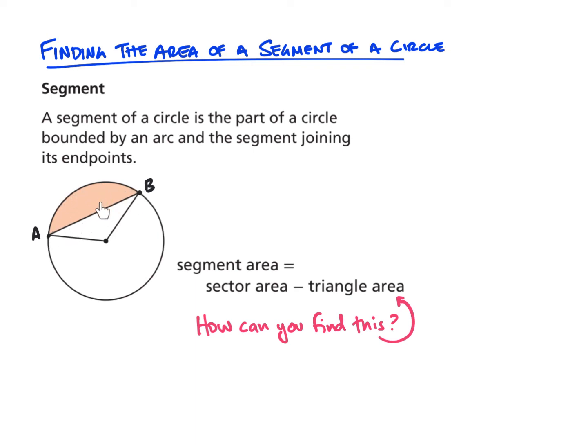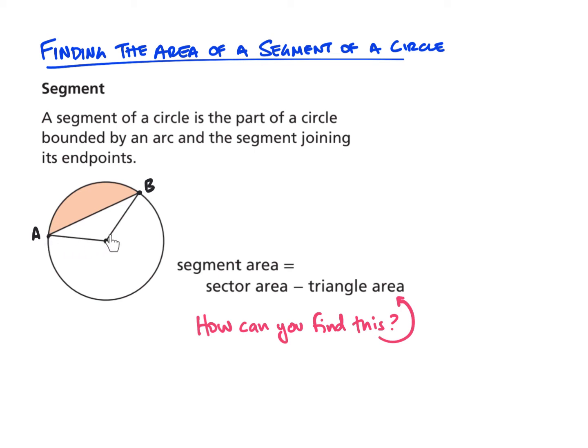And that space that we enclosed there, the space here that's shaded this orange color, is what we call a segment of a circle. It's bounded by an arc and the segment joining that arc's endpoints. And we can find the area of that actually fairly easily. If we want to find a segment area, we're going to imagine first that we find this sector area, right?